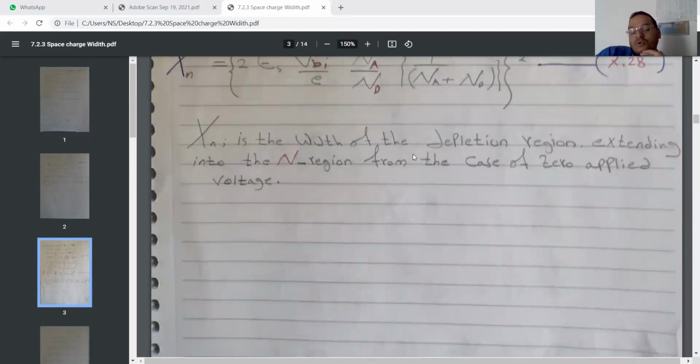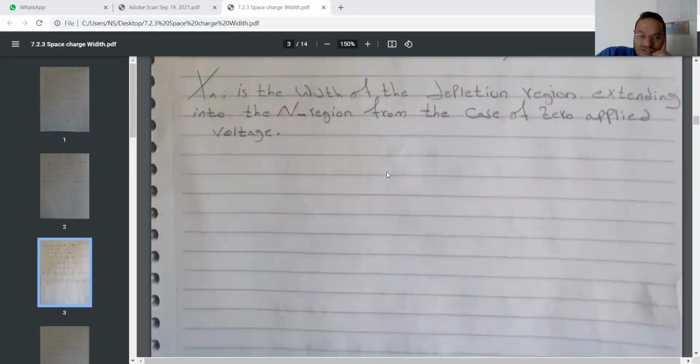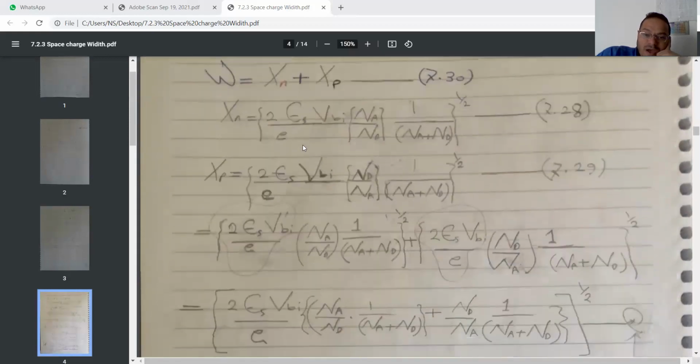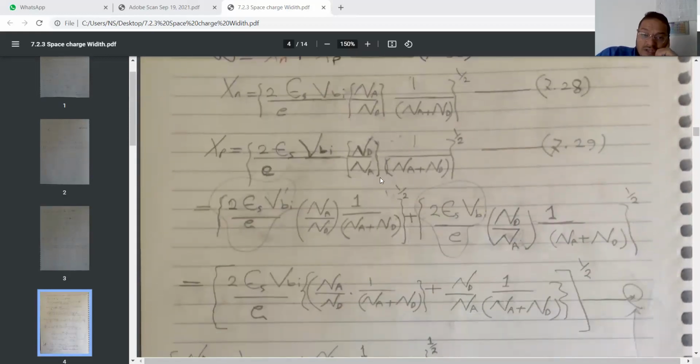And we're dealing with the same condition of zero applied voltage. The total depletion or total space charge width is like the equation in 7.13. We will put a plus between these two results. These results are the depletion in the N region plus the depletion in the P region. We know the results of these two equations, 7.28 and 7.29. We will just put a plus between them and calculate all this equation again.